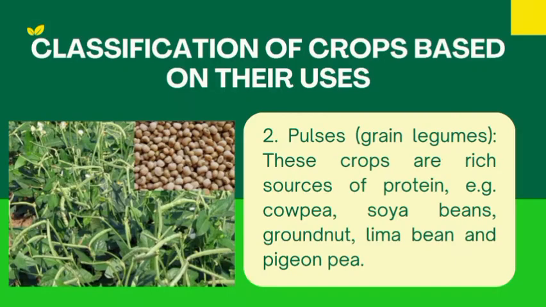Two, pulses. These pulses are also called legumes, or grain legumes. Please take note of that. These crops are very rich in protein. Unlike the cereal that supplies carbohydrate to man and animal when consumed, these legumes give protein to the body of animals, even to man when consumed. Examples of crops that belong to the legume family are cowpea, soya bean, groundnut, lima bean, and pigeon pea.